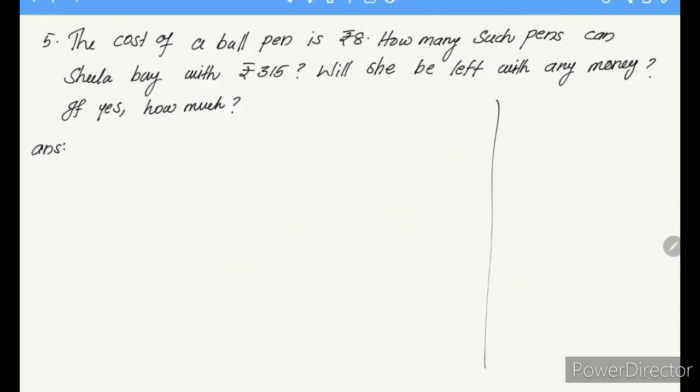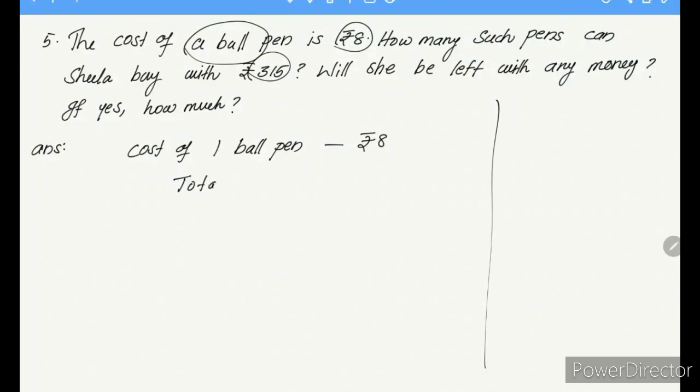Fifth question. The cost of a ball pen is 8 rupees. How many such pens can Sheila buy with 315? Total 315 rupees is there. How many such pencils Sheila can buy? Will she be left with any money? If yes, how much? Here they given cost of one ball pen. What is cost of one ball pen? 8 rupees. Total how much rupees is there? Total she have 315 rupees.